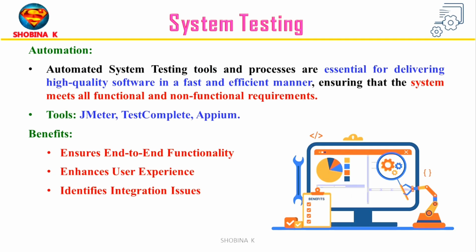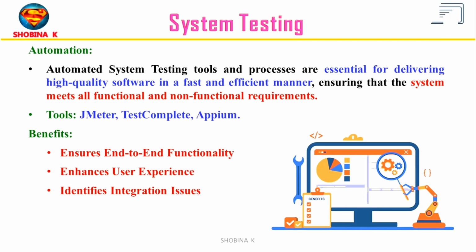Automated system testing is an effective way to improve the effectiveness and coverage of the testing process. It is done using automation tools and scripts to automate the execution of test cases in software development and quality assurance processes. Automated system testing verifies the functionality, performance, and reliability of the entire system from end to end without requiring manual intervention. JMeter, TestComplete, and Appium are some of the tools for automated system testing.